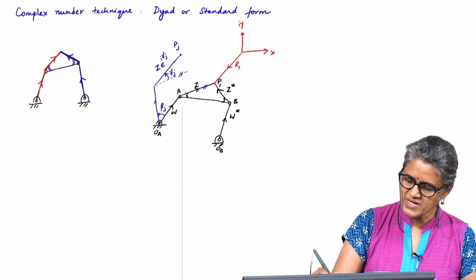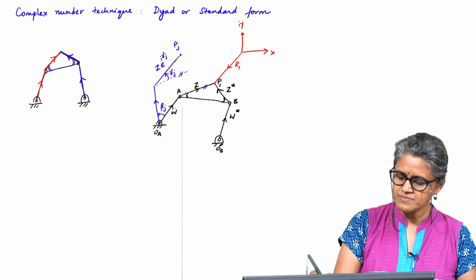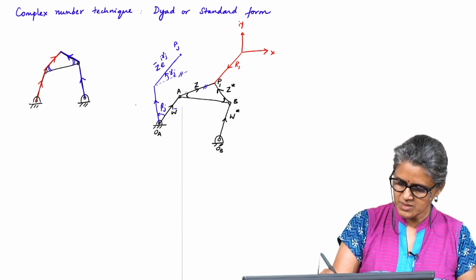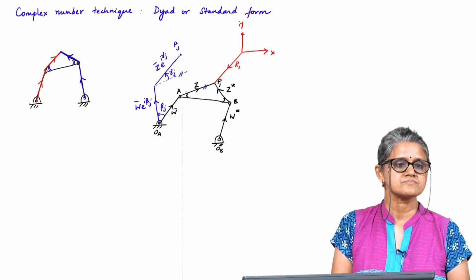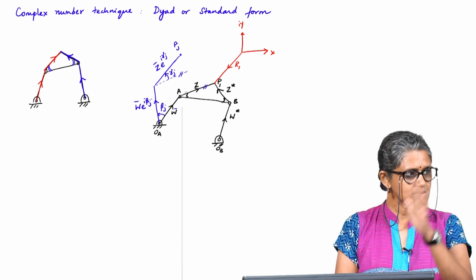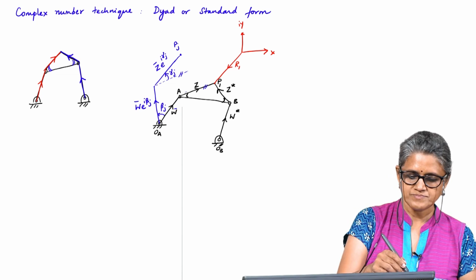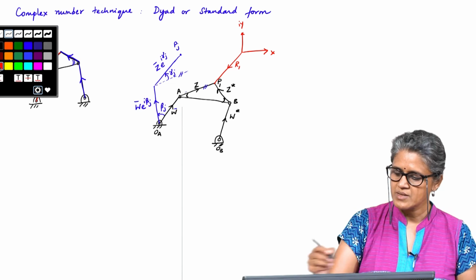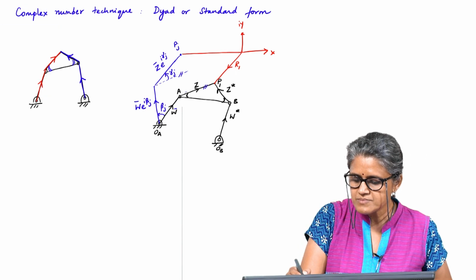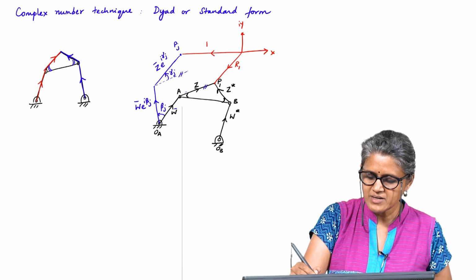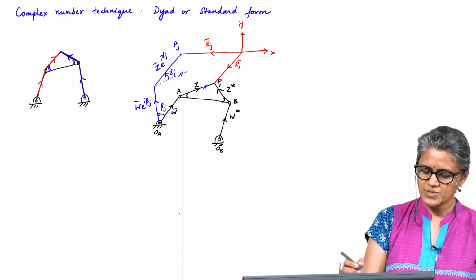So, what is this vector in terms of W? W e power I beta j. I have W which has moved to this, and this here is my vector R j.